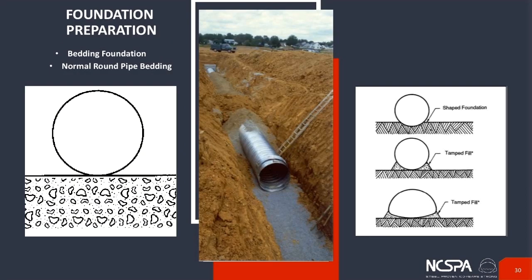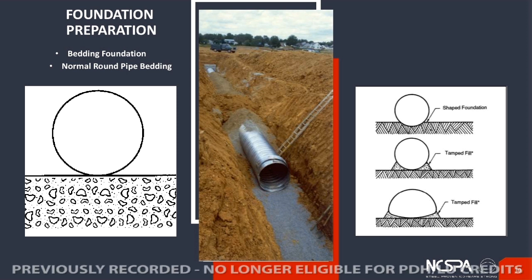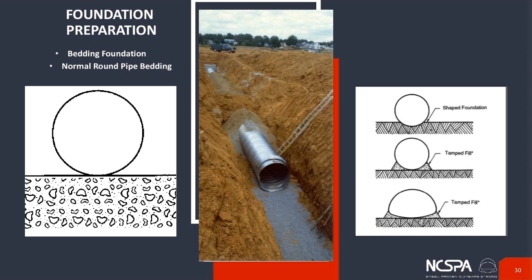So let's just talk about normal bedding of a round pipe. The portion of the foundation that is in contact with the bottom of the structure, we refer to as bedding. The bedding can either be flat or shaped. Good bedding foundations can be viewed as a cushion for the pipe and should be relatively yielding when compared to the compacted material that's going to be placed between the trench wall or the embankment and the pipe. And in this manner, the soil arch can develop over the pipe, which reduces the load transmitted to the pipe itself.